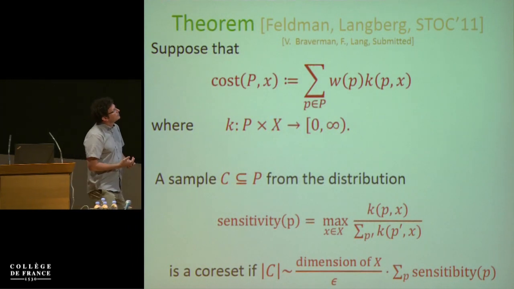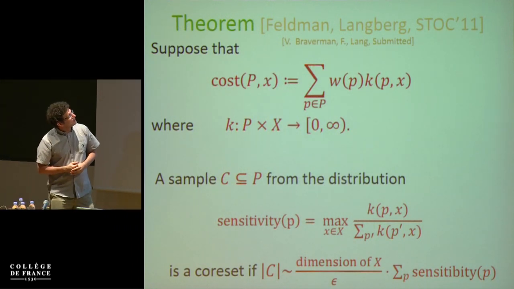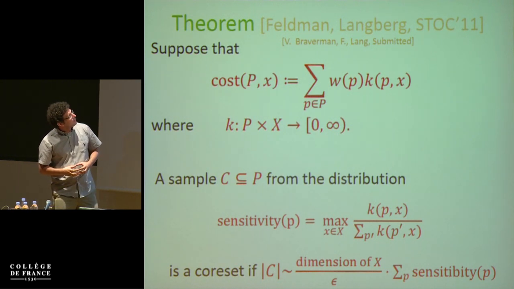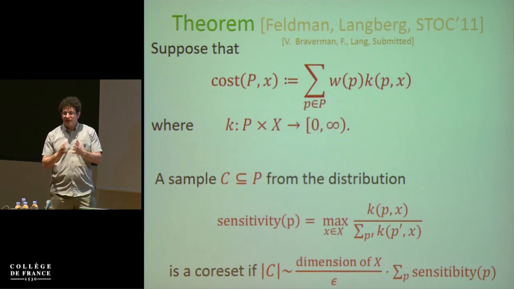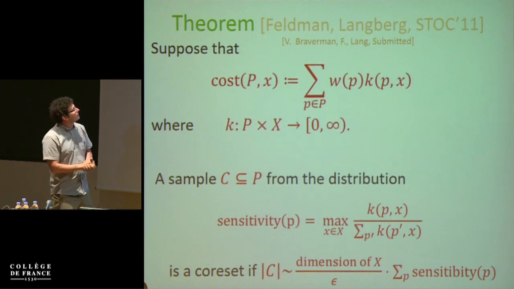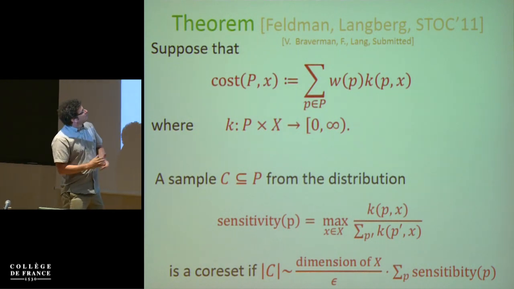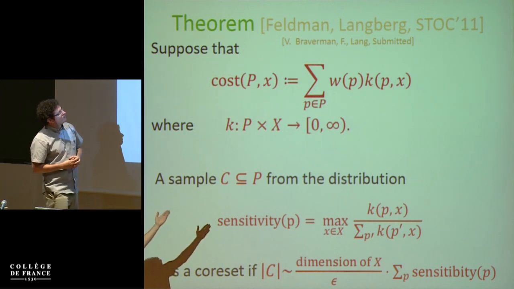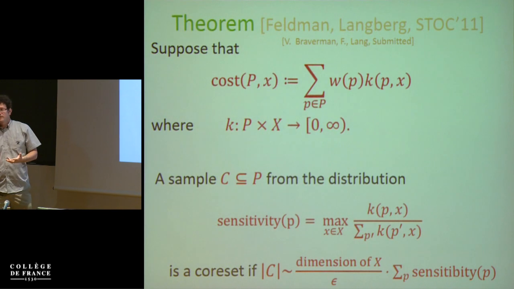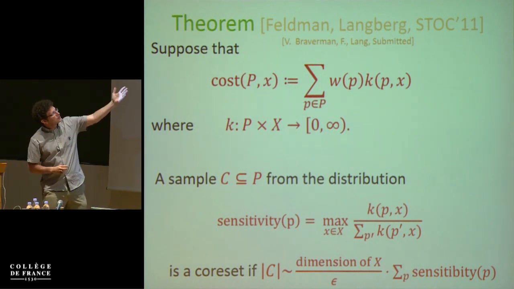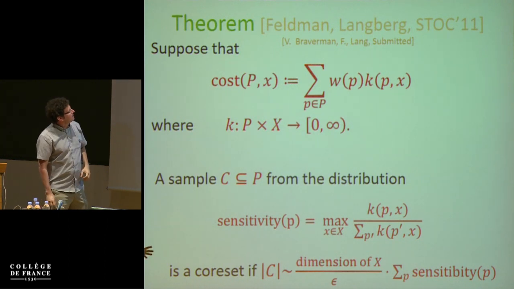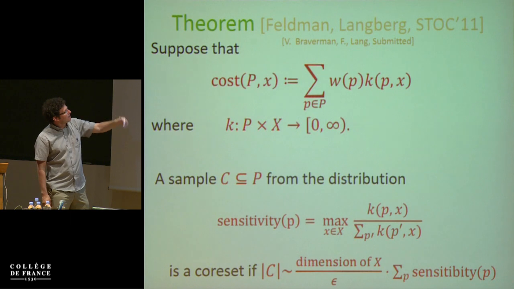So the main tool that I will use is the general theorem that I proved with Langberg, and recently we improved it a bit with Braverman and Lang, which shows essentially how we can compute core sets for any problem by defining the cost to be a sum of functions. So we assume that the cost is the sum of some function k over the points. You can think about it as a kernel for machine learning. So you have some function k(p,x), where P is the input points, and x is the query. And k(p,x) is just a number.